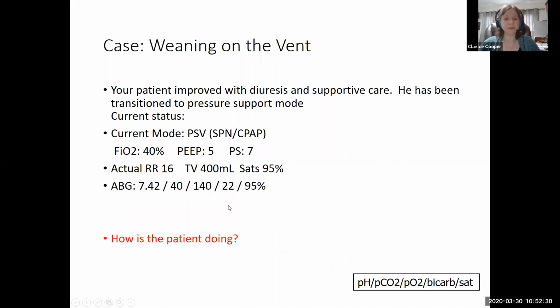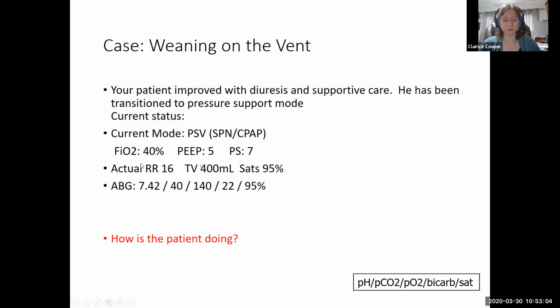So here's a case. Returning to our patient from the very beginning, your patient's improved with diuresis and supportive care, and you transition to a pressure support mode with the current settings as noted. We would call this 45 and 5, or excuse me, 45 and 7. That's just our normal verbiage where we assume that the first number is the FiO2, and then we're given PEEP and pressure support. So this is considered to be a normal low amount of support.